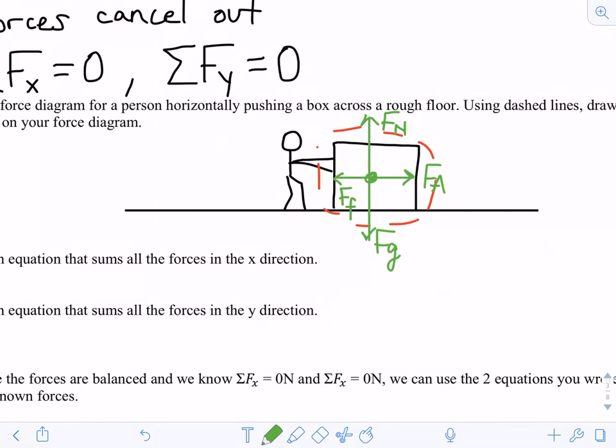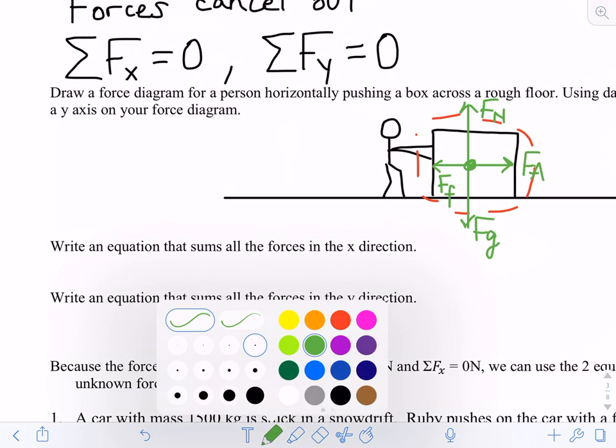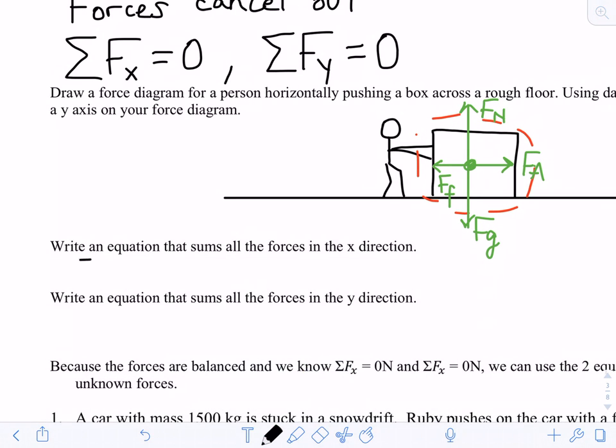Now, we could write that like a little equation, okay? We could write and say, hey, you know, all those forces that are in the x direction, they gotta add up to be 0. So what forces are we talking about? We're talking about the applied force, and we're talking about the force of friction. So when we add that applied force and that force of friction together, we would expect that it equals 0.